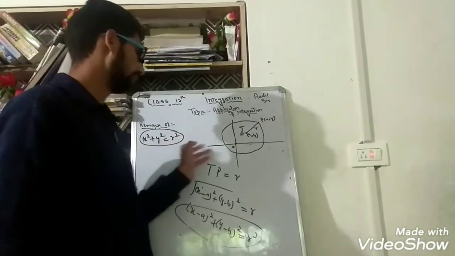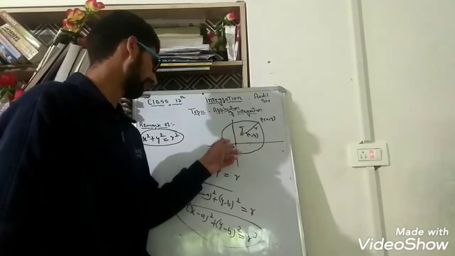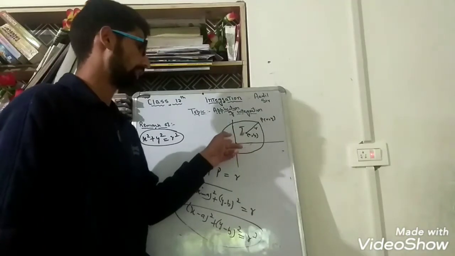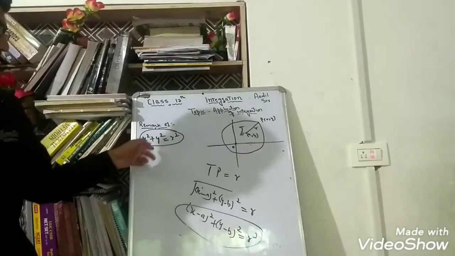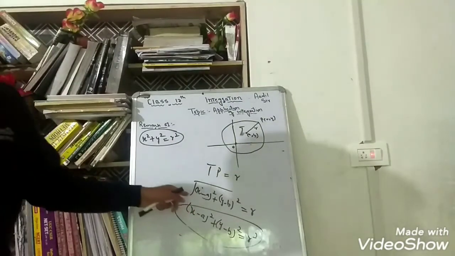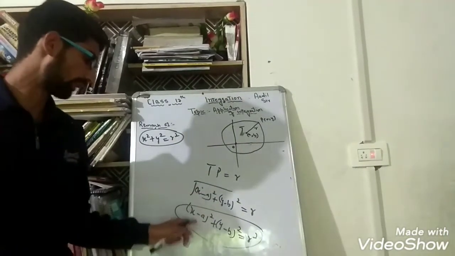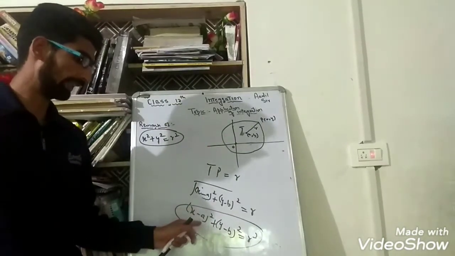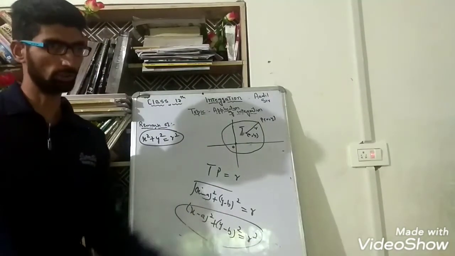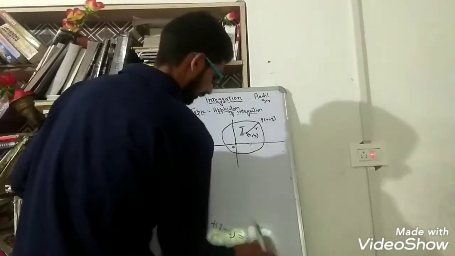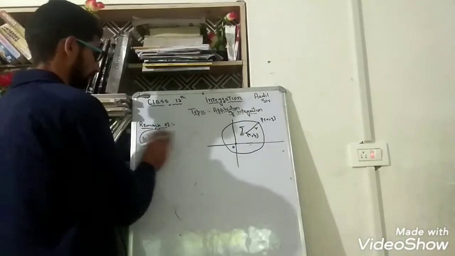If the circle has radius r but the center is at the origin, then the equation of the circle is this. So we will now write the general case, because in the general case, when your center is at the origin, you will put a as 0 and b as 0, and you will get the equation of the circle with center at the origin. So now you write the remark.